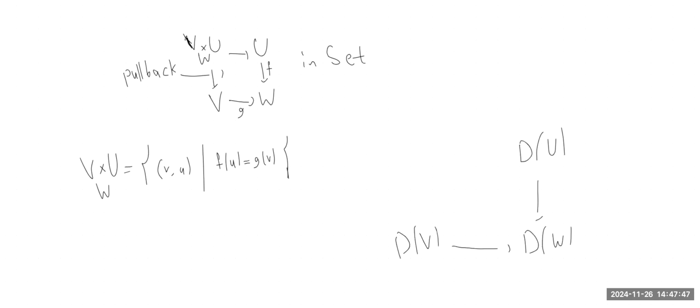This will be a commutative diagram because D is a functor. But we have here a pullback for this, right? We have here the pullback of these ones. So DV, DU, DW.